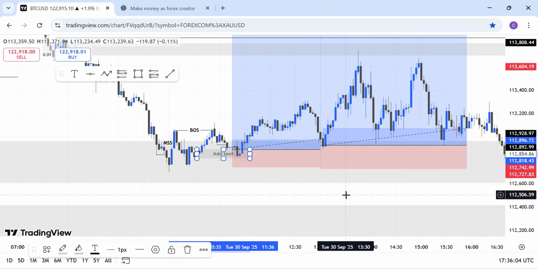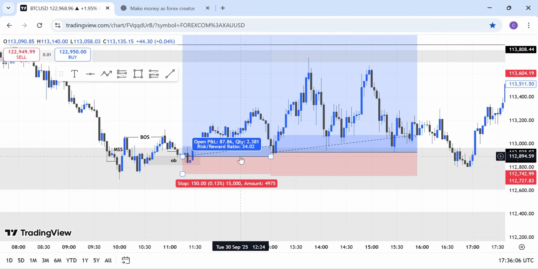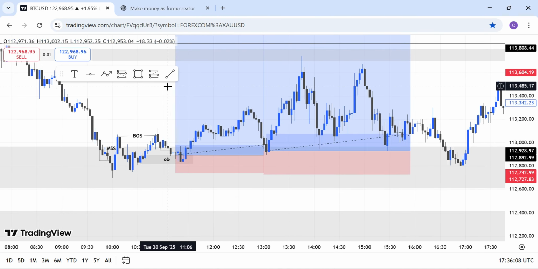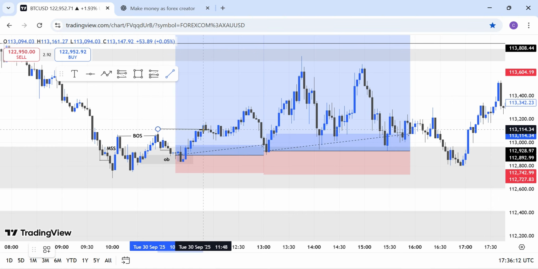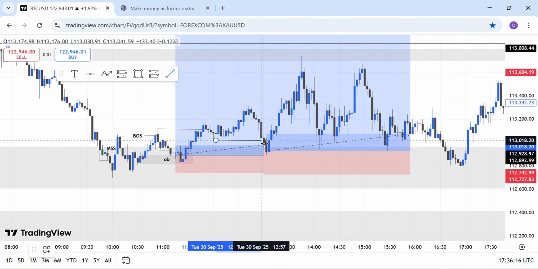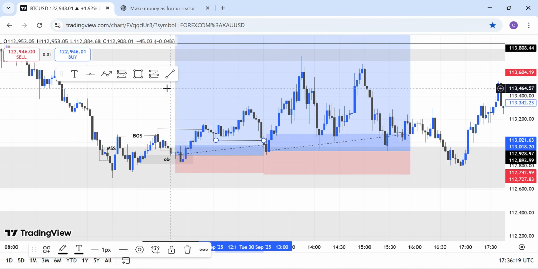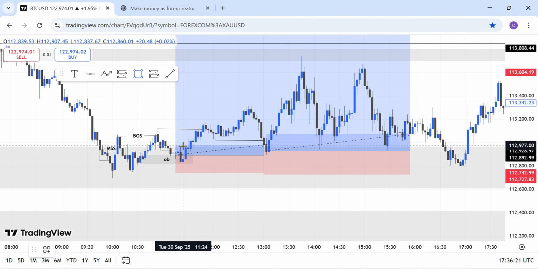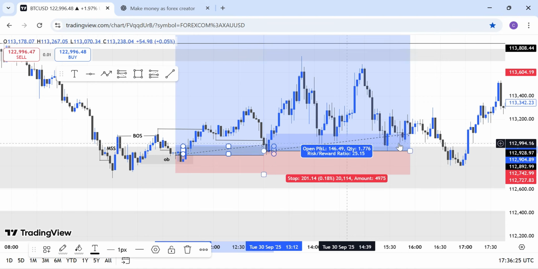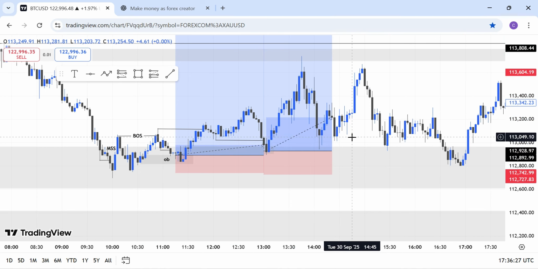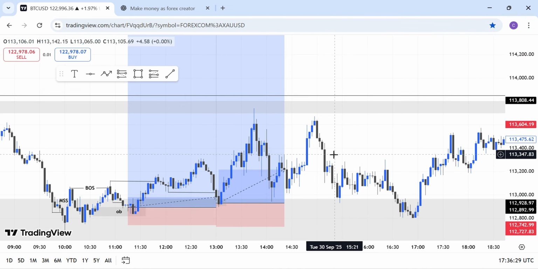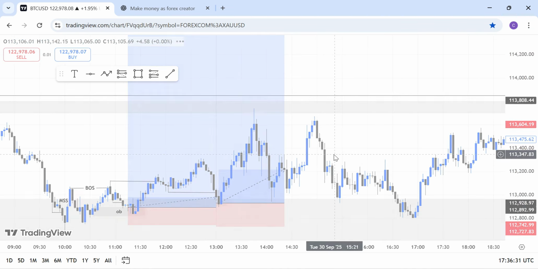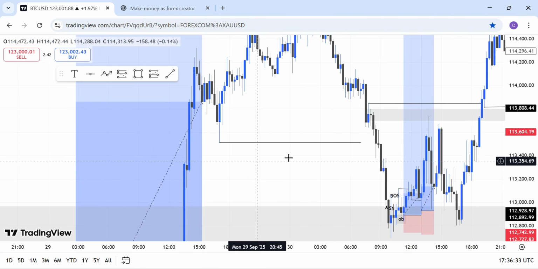Then the second entry was after this break of structure here, this high. Market broke this high, gave us this as our inducement. Then this is the POI here. This breaker here is the POI. It's closest to inducement. That was how we got the second entry for the buy. So when market was buying, the third entry was on the 15-minute time frame.